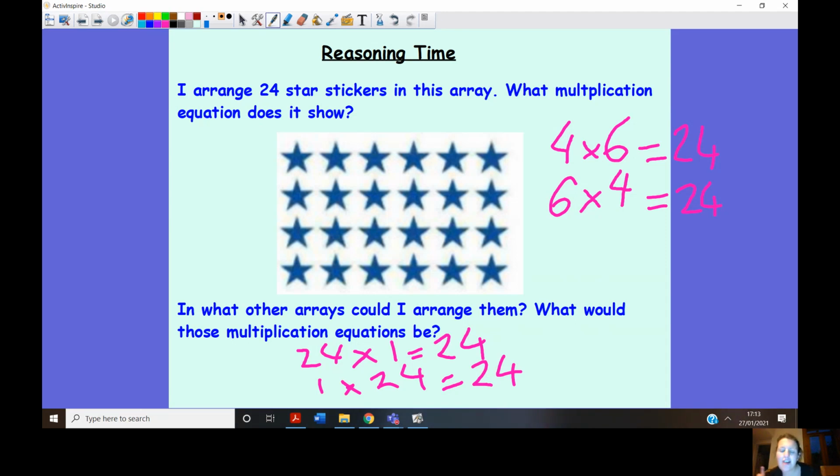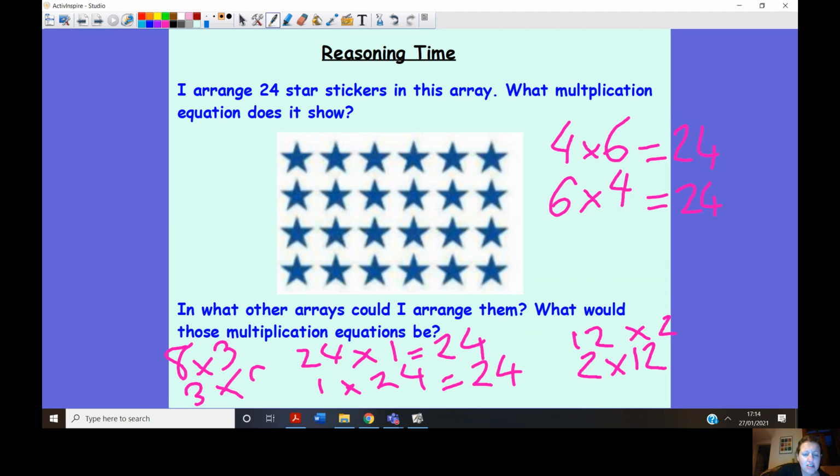I also know that 12 times 2 is 24. So I could have 12 rows with 2 stars, or I could have 2 columns with 12 stars. I could also have 8 rows with 3 stars, or 3 rows with 8 stars. Just a different way of breaking up all the different multiplication facts for a particular product. Hope you've enjoyed that one. I think that was quite a good one. We might do another one based on that later in the week.